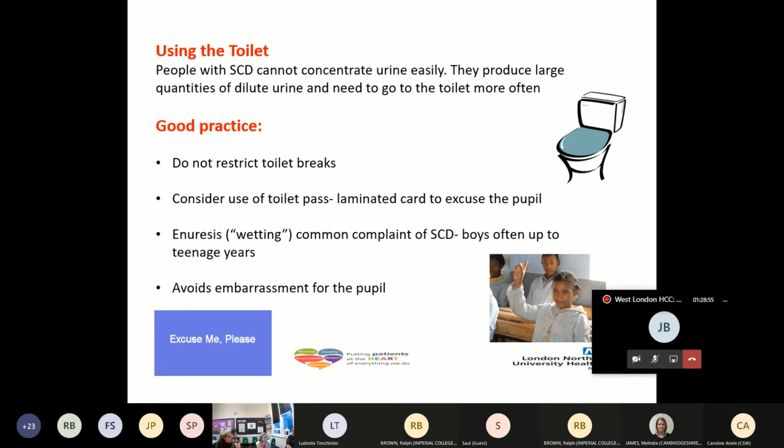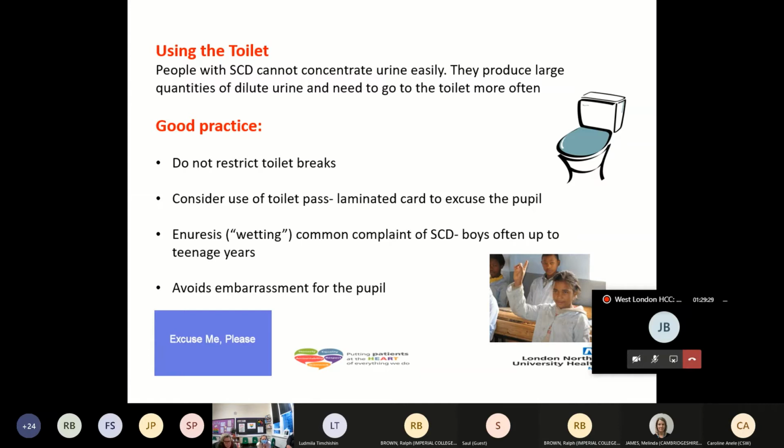Obviously, because they're drinking lots of water, they're going to need to go to the toilet more frequently, and Caroline spoke about how the kidneys don't work as well. So basically they produce large quantities of very dilute urine, which makes them need to go more frequently. So again, things that you can do in school is to not restrict toilet breaks. Really important that these children aren't told that they can't go to the toilet and they have to wait till the end of class or break or something. If they need to be excused, then they need to be excused.